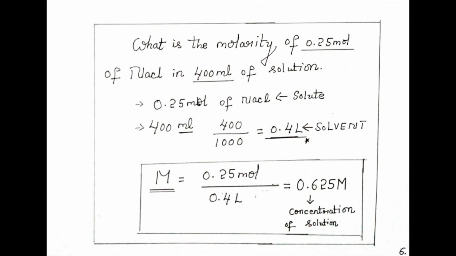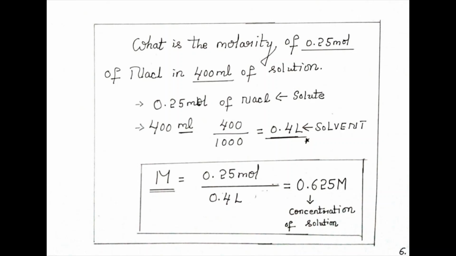What is the molarity of 0.25 mole of sodium chloride in 400 ml of solution? Here 0.25 mole of sodium chloride is mentioned. So sodium chloride is a solute and 400 ml solvent. So 400 ml, already I explained, molarity is moles per liter. So convert 400 ml into liter, dividing by 1000. 1000 ml is 1 liter. So 400 by 1000, 0.4 liters.